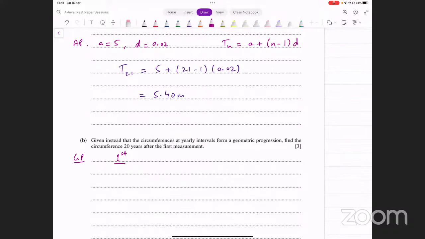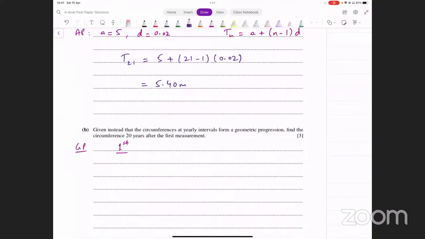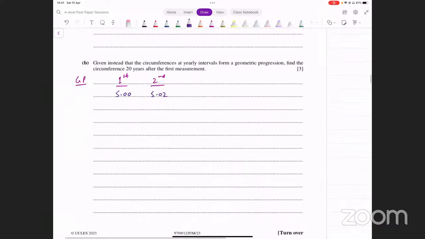We know that the first term in this case is 5. Just like before, the first term is 5. And the second term is 5.02. So what do we know about this GP then? We know the first term, that's 5. What about the ratio? Ratio is going to be next term divided by the previous term. So 5.02 divided by 5.00. Let's see what that gives me. 5.02 over 5. This is turning out to be 1.004. That's what the ratio is.